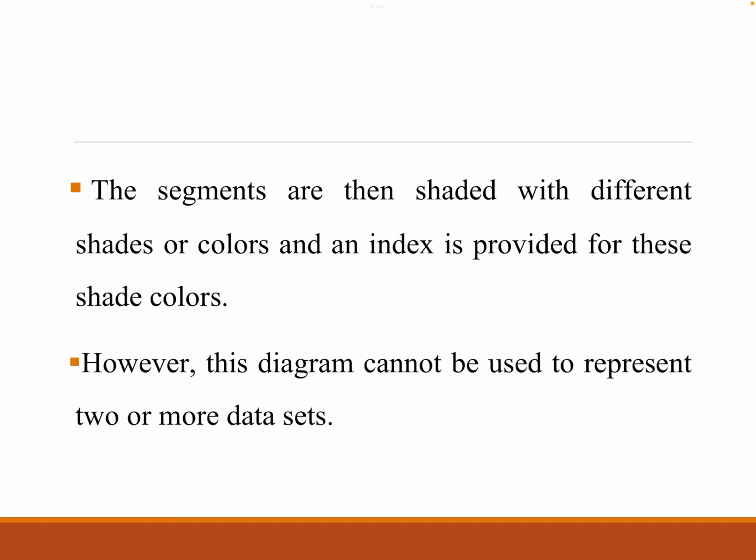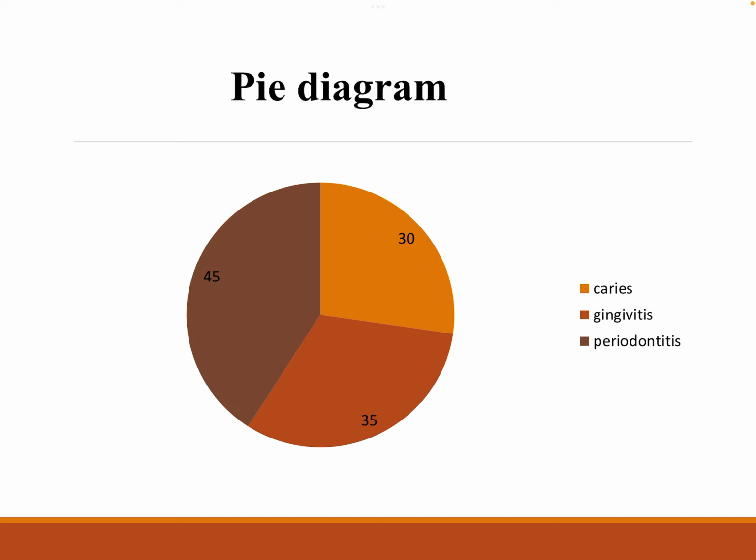The segments are then shaded with different shades or colors and an index is provided for these shade colors. However, this diagram cannot be used to represent two or more data sets. So this is an example of a pie diagram. Here we can divide the total 360 degrees into different sectors. For example, here in the diagram we have shown caries 30%, gingivitis 35% and periodontitis 45%.